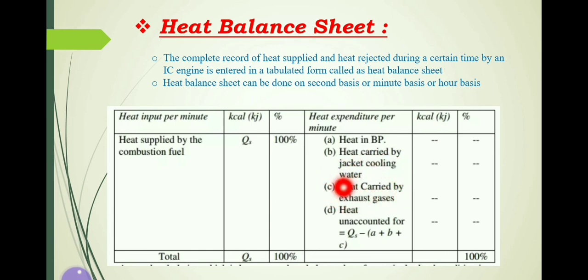And at the last, heat unaccountable. How are we able to find it out? We have to consider the total amount of heat, that is Qs, heat supplied, minus all these three expenditures. First expenditure, brake power. Second expenditure, that is cooling water loss. And third is nothing but the exhaust gas losses.